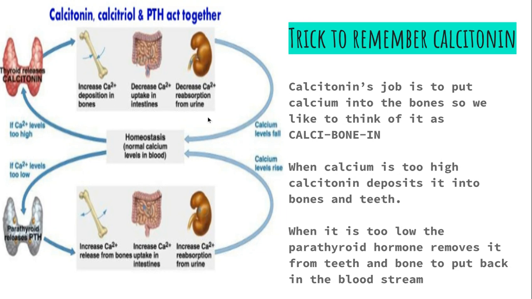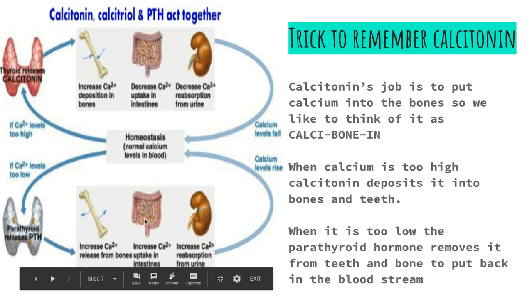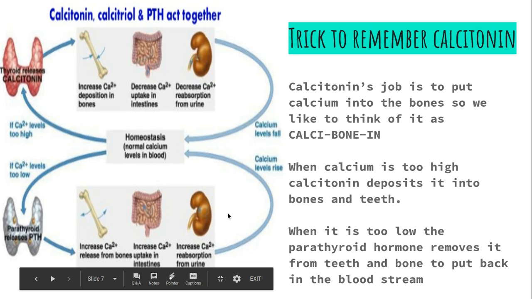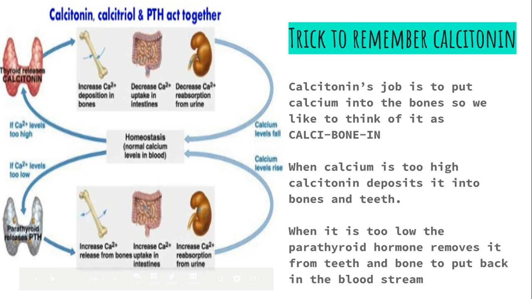Okay, when we have too little, the opposite is occurring. We take it out of our bones, we increase the uptake into our intestines, so then that way we can use it as we absorb molecules and macromolecules. And then we also increase reabsorption from our urine. So by removing it from our urine, putting it back into our bloodstream, we can increase it that way. Okay. So again, this is just a way to see it in another form and where it's going and what's happening.